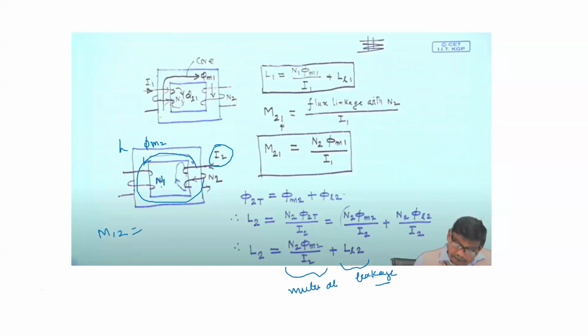So mutual in 1 means how many number of windings it is linking? It is linking N1 number of windings. But which flux is linking the N1 number of windings in mutual? This flux phi m2 which is due to I2.